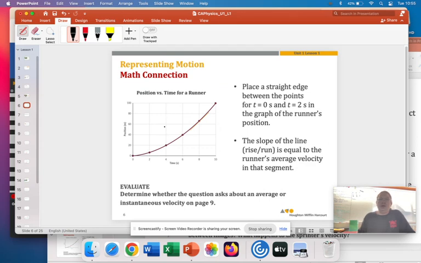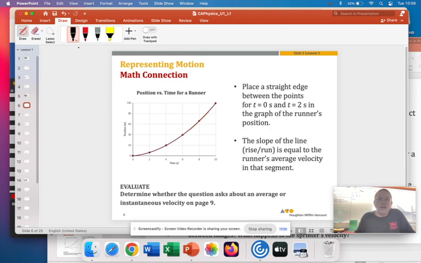We might also show motion on a graph by noticing an object's position over time. So starting from a position of 0, every 2 seconds we can see where its position is on this graph. If I put a straight edge between the points for where t equals 0 and t equals 2, I can calculate the average velocity in that segment.